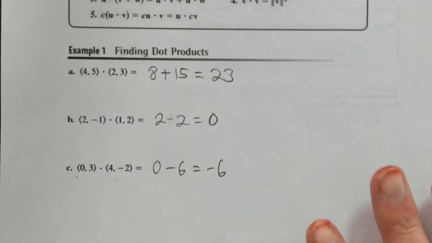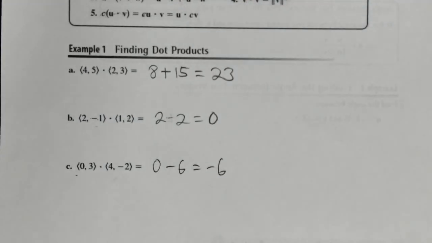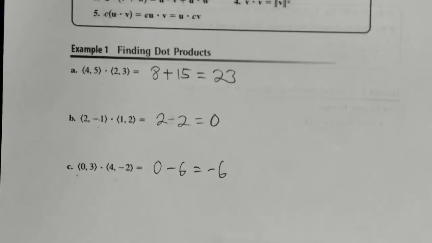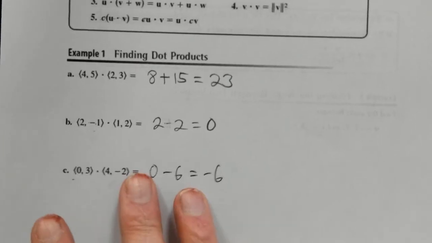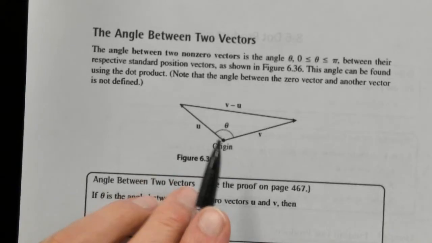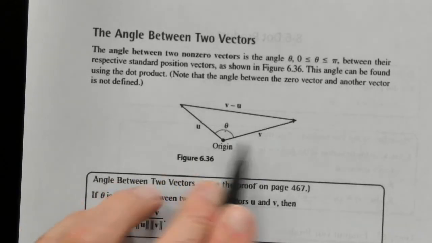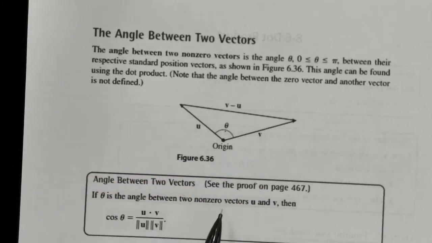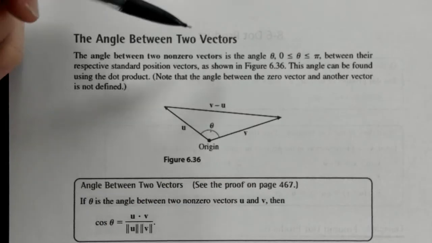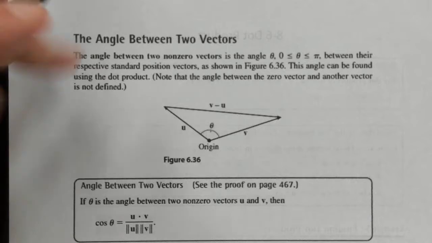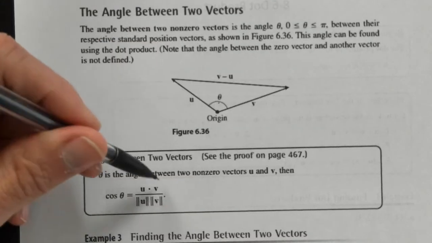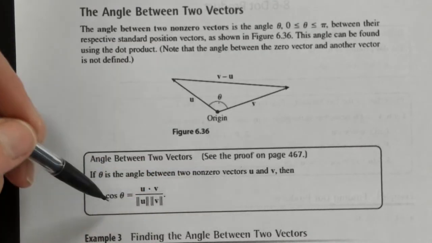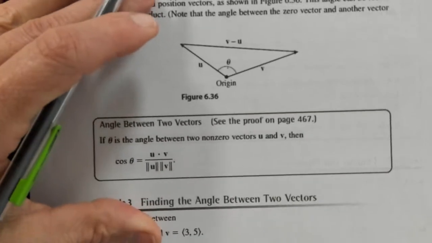Okay. So now that we've had some practice at doing the dot product, we're going to utilize the dot product now to find the angle between two vectors. The angle between two non-zero vectors can be found using this equation.